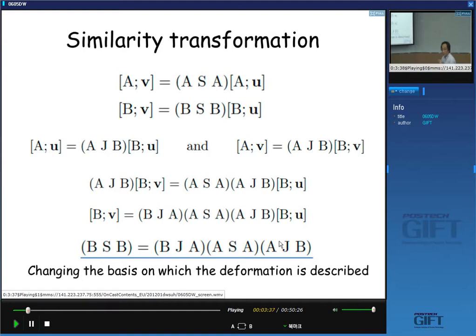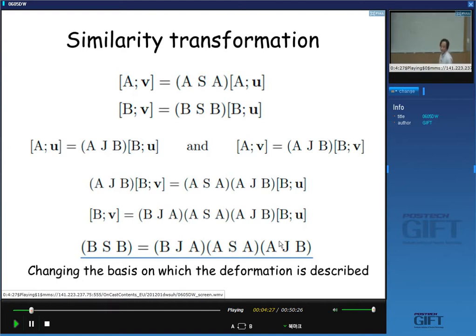So here, the coordinate transformation matrix AJB converts the vector based on the basis B into the vector defined on the basis A. Actually, this coordinate transformation matrix converts the vector U expressed on the basis B into the same vector U expressed on the basis A. In the same way, we can convert the vector V expressed on basis B to the same vector V expressed in a different basis A.